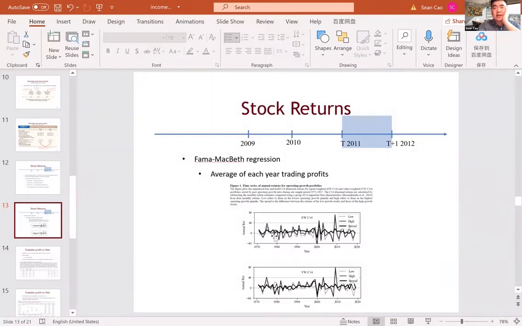So in earlier years, it's low, high, low, high, low, high. You want to see which stocks have low transaction cost, which can also generate profit. So every year the trading profit is different, right? So that's the idea: just take the average of every year's trading profit. That's the Fama-MacBeth regression.